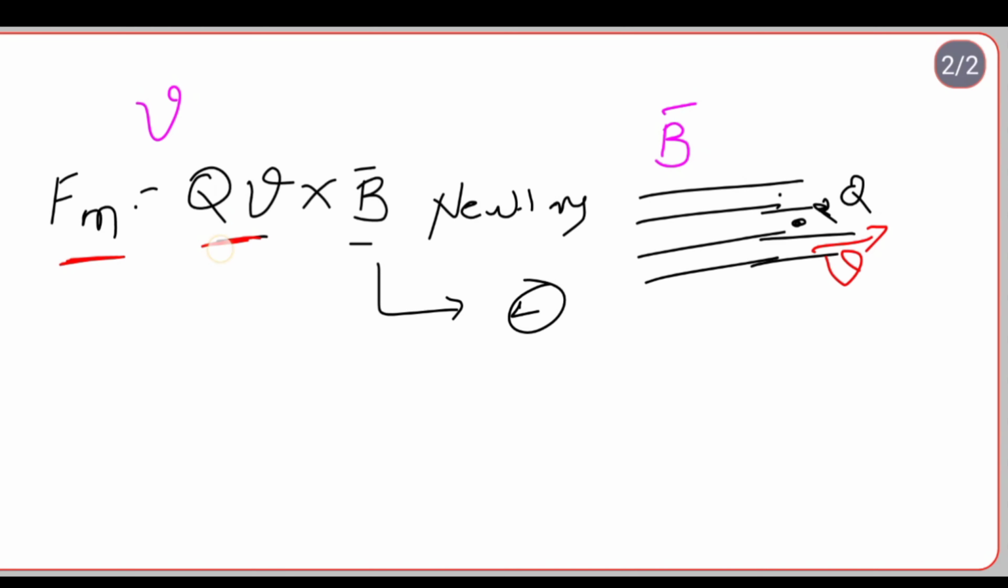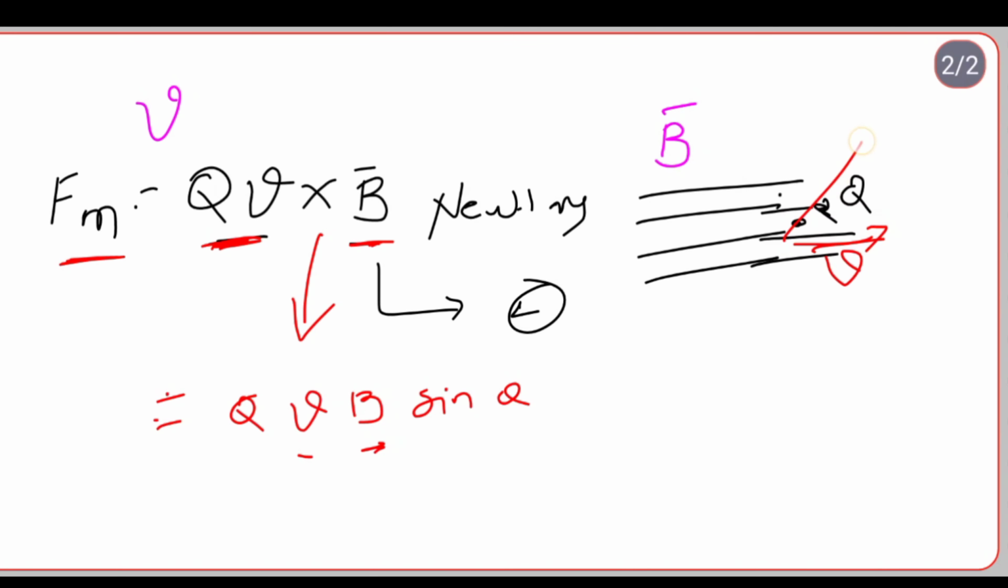The magnitude of force Fm is directly proportional to magnitudes of q and v, charge మరియు velocity of the charge and magnetic flux density and also the sine of the angle between them. If you remove this cross product, qvB sin theta, the angle is between v and B. What is the angle? The velocity of the charge and flux density. If the charge is moving in this direction, it is the theta we have to assume.